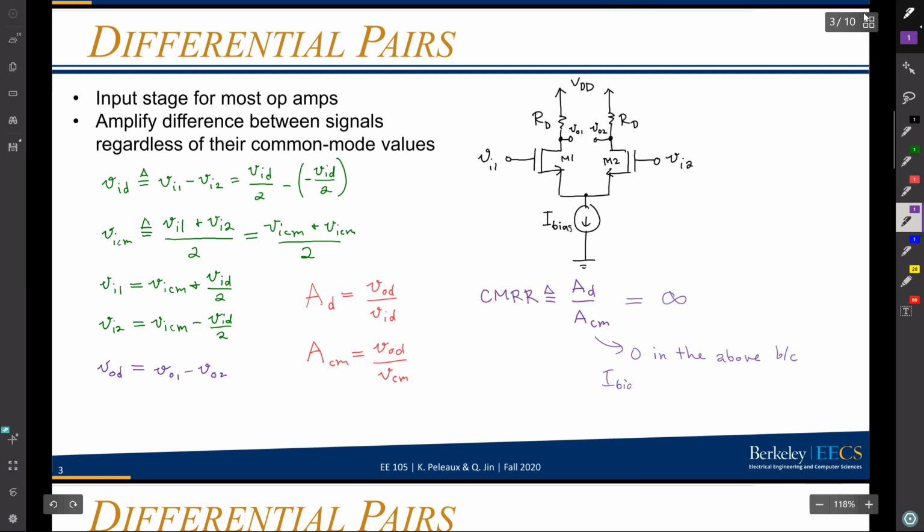So the bias current source is ideal. RD1 is equal to RD2 and GM1 equal to GM2. Really, that's like KN1 is equal to KN2, right? The transconductance parameters. So the devices themselves are matched. The physics are the same.